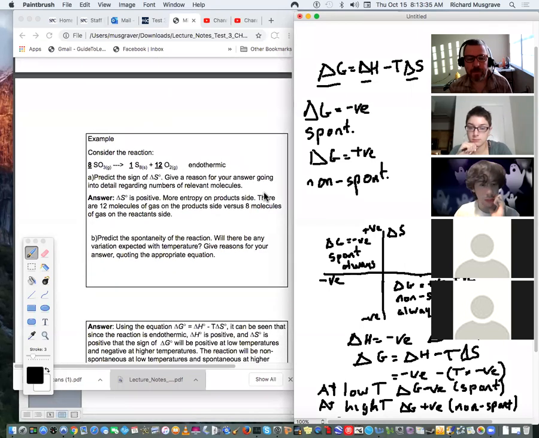So here's an example. Here's a reaction I want you to consider. Now, I give you the actual reaction. Of course, I give it to you balanced. And I also tell you over here whether it's endothermic or exothermic.